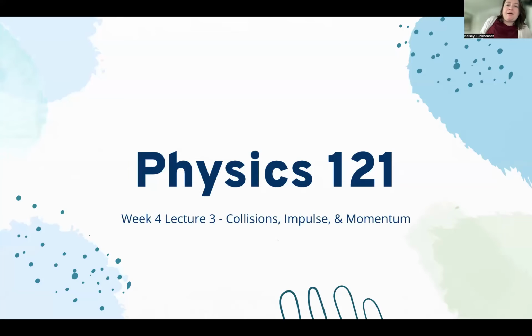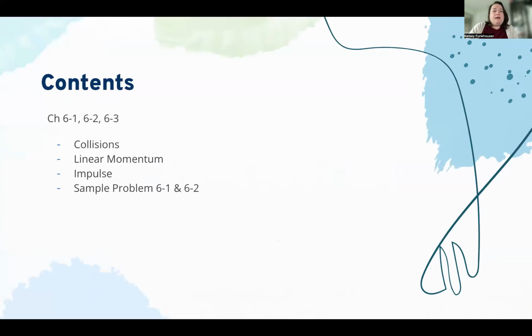Today we're going to talk about collisions, impulse, and momentum. This is covering chapter 6-1, 6-2, and 6-3. We will introduce collisions, linear momentum, and impulse, and then we will do 2 examples.